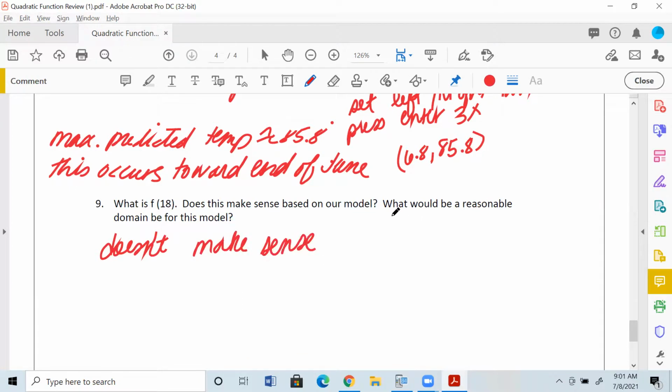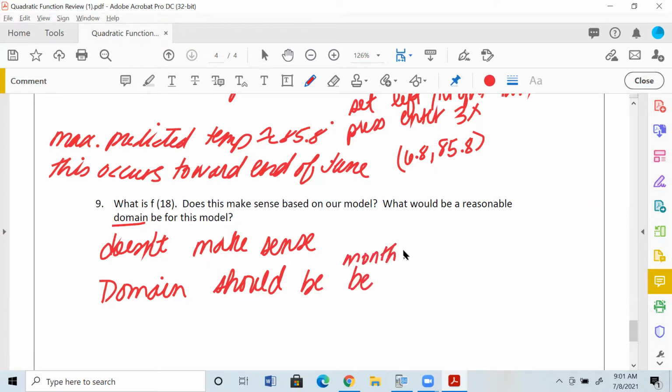And so what would be a reasonable domain? And so domain means kind of like what X values actually make sense for this model. So as far as domain goes, it only makes sense for our months. So our domain should be for the months between January and December.